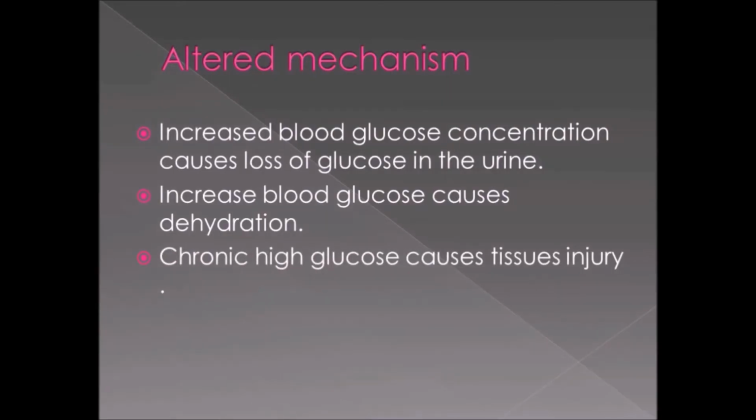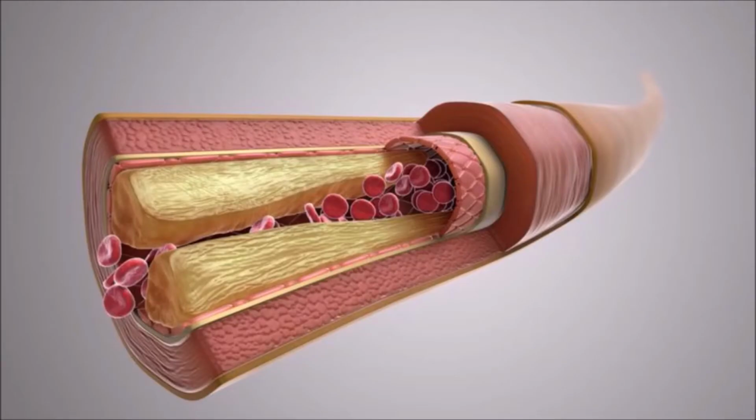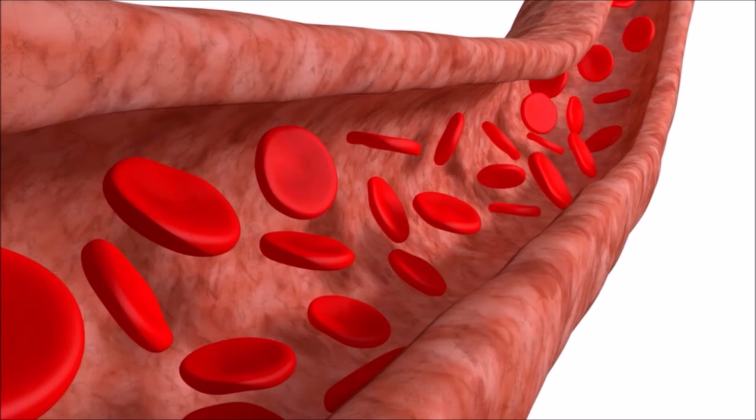When blood glucose is poorly controlled over long periods in diabetes mellitus, blood vessels in multiple tissues throughout the body begin to function abnormally and undergo structural changes that result in inadequate blood supply to the tissues.